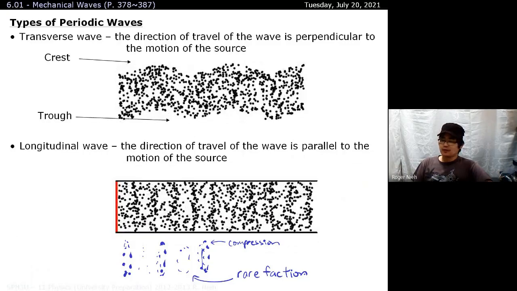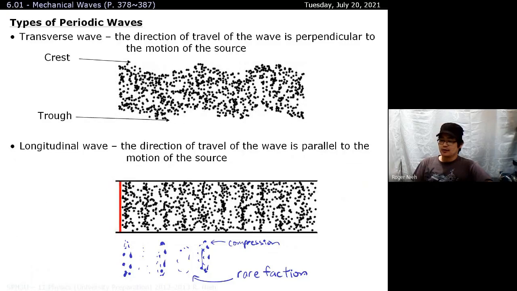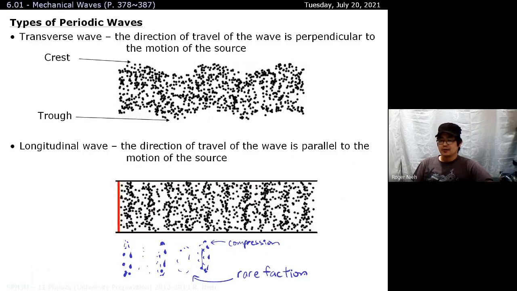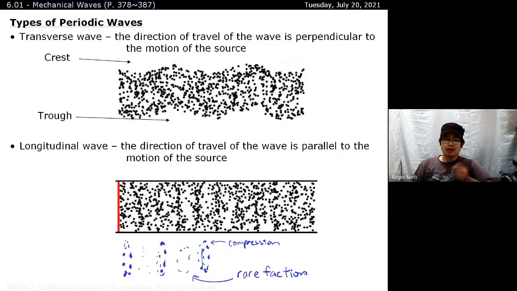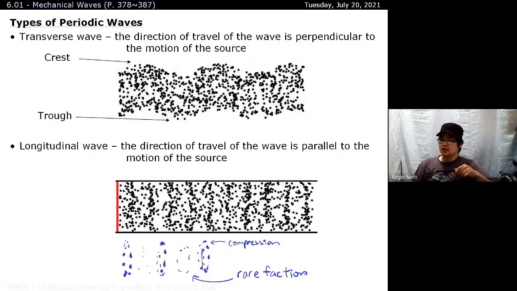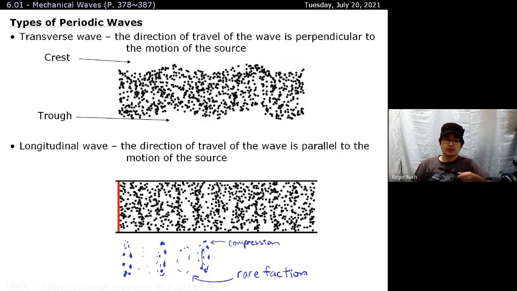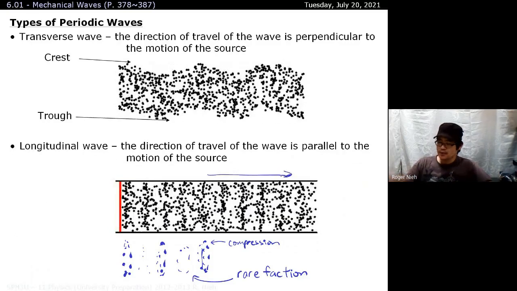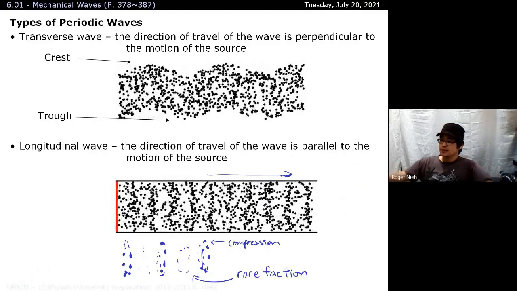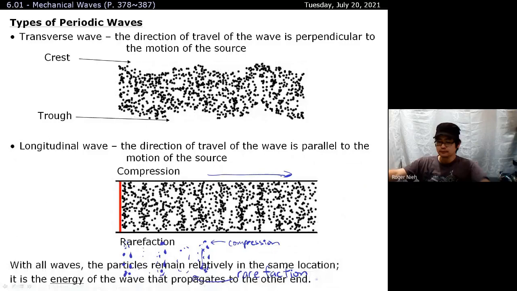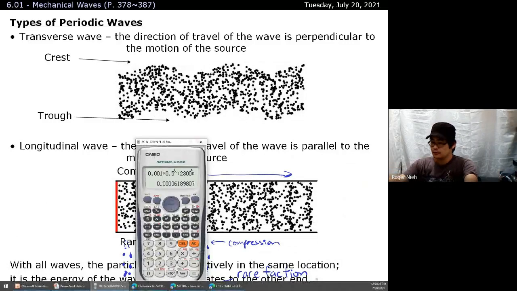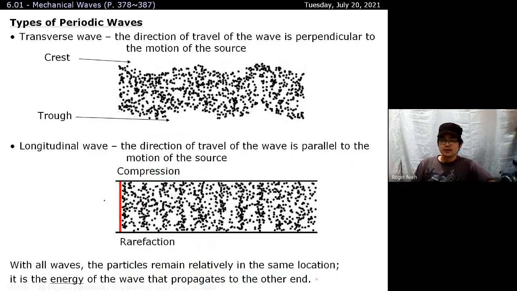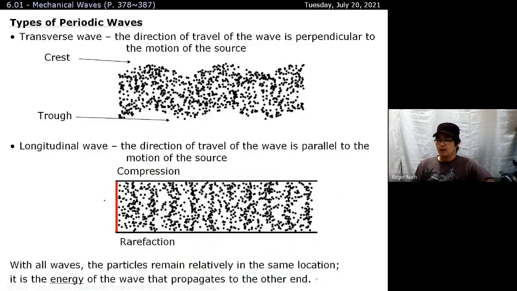All right, don't be fooled by the optical illusion over here. Stare at any given dot on the animation. Just pick one dot and keep on staring at it. You'll notice that dot doesn't leave its spot. It'll jiggle back and forth or up and down, but in both of these animations, none of the particles leave their region. They all stay in the same region. It's the energy that travels across. So yes, you are seeing energy propagate across. That is true, and that is the nature of all types of waves. With all waves, the particles remain relatively in the same location, and it is the energy that propagates to the far end.